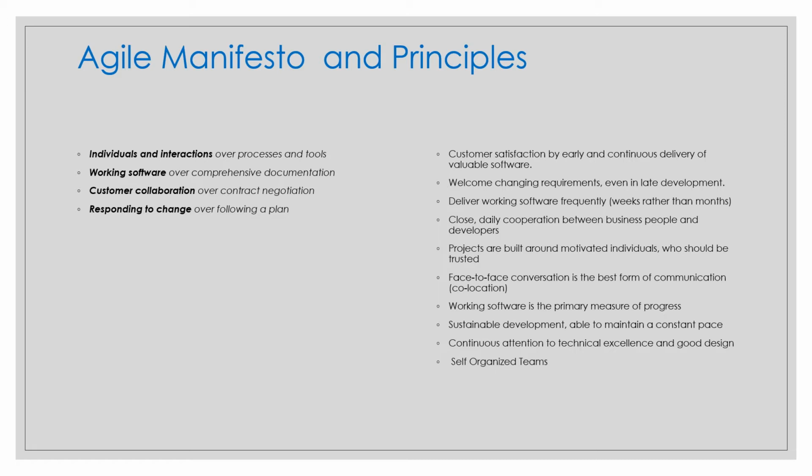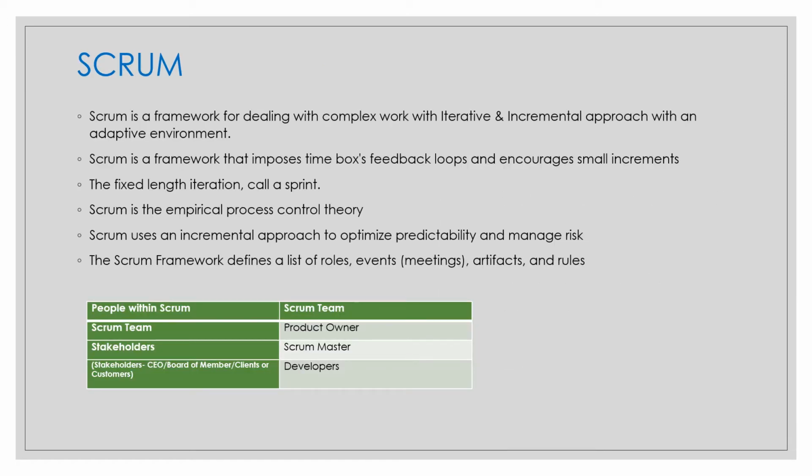Okay, so what is Scrum? So Scrum is a framework for dealing with complex work with an iterative and incremental approach in an adaptive environment, working with time boxes and quick adaptation. Scrum is a framework that imposes time-boxed feedback loops and encourages small increments while overall trying to deal with the uncertainty.